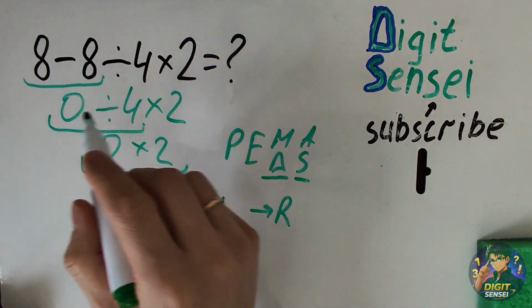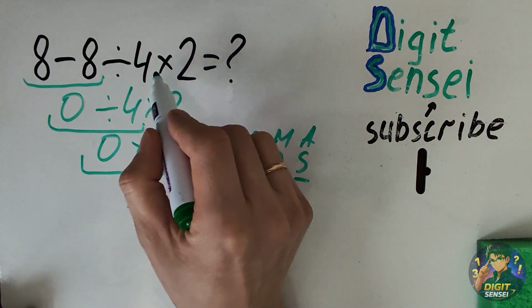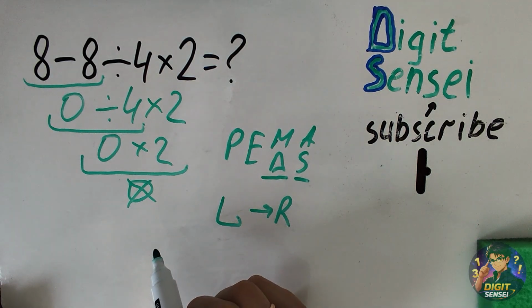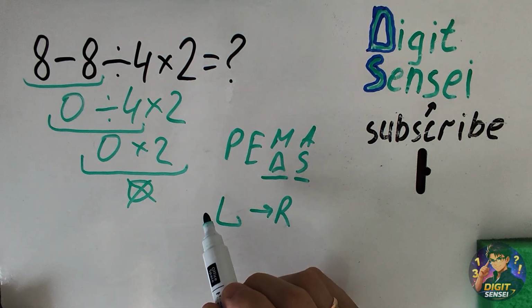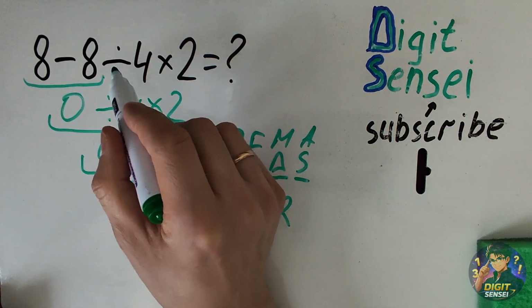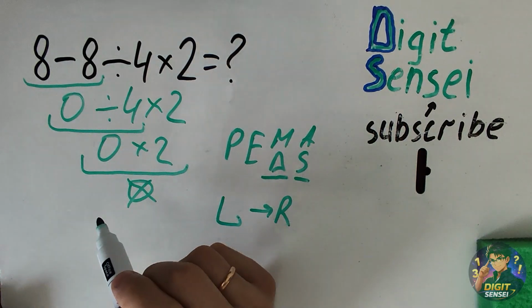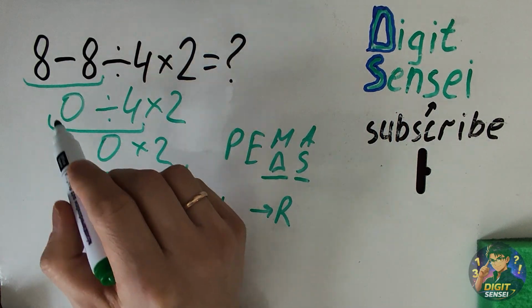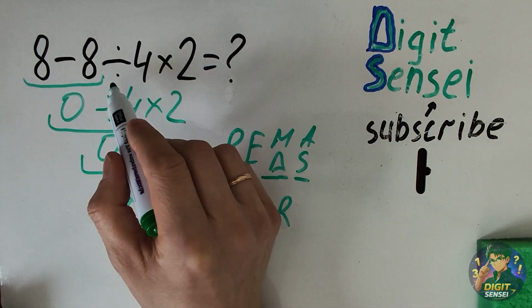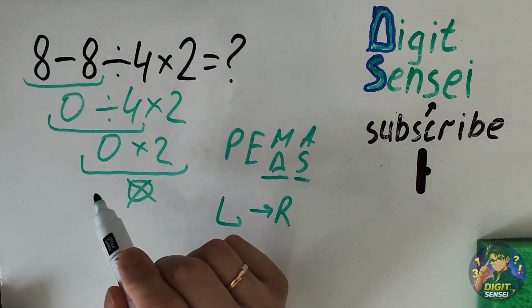In this expression, we have one subtraction, one division, and one multiplication. According to the PEMDAS, first we have to do this division, then this multiplication, and finally this subtraction. If we do this subtraction before this division or this multiplication, it is wrong.